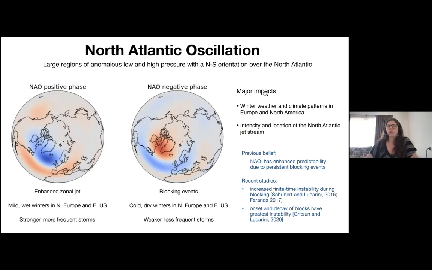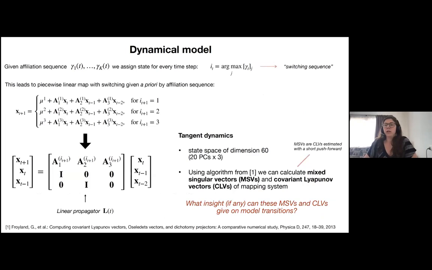So we wanted to analyze the stability of our very reduced climate model that came about from this clustering method. So how do we get the dynamical model from the clustering method?